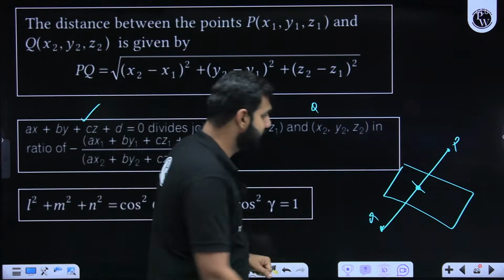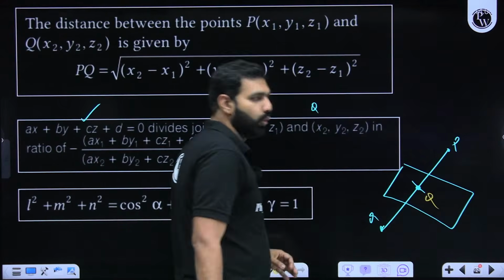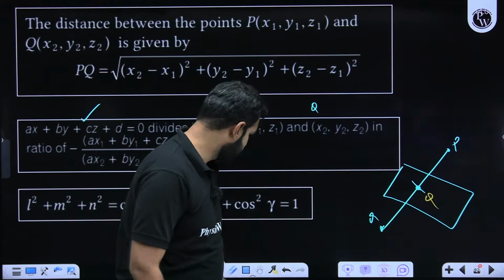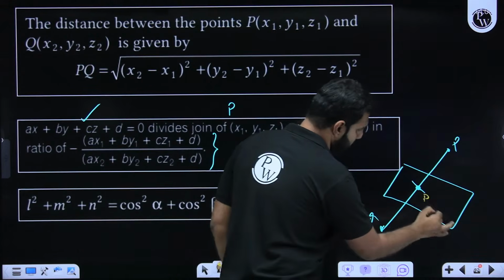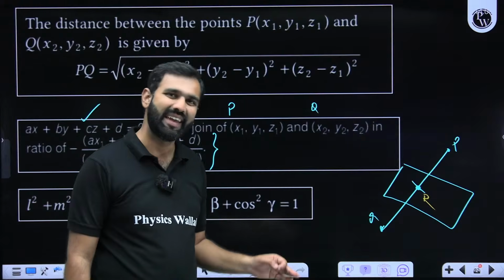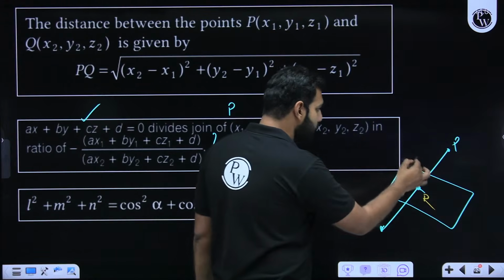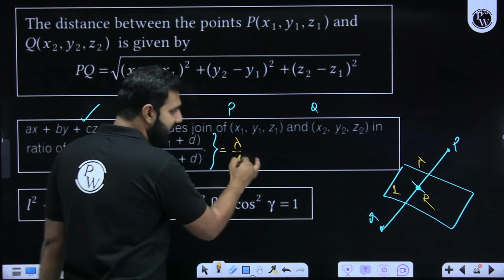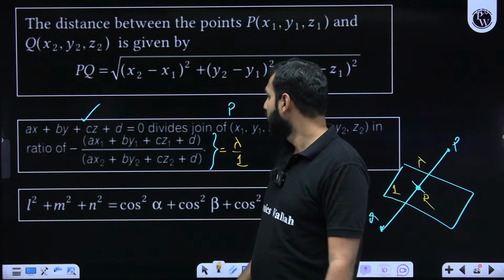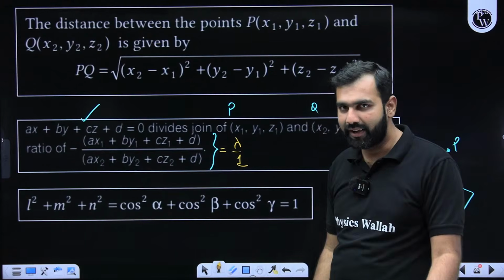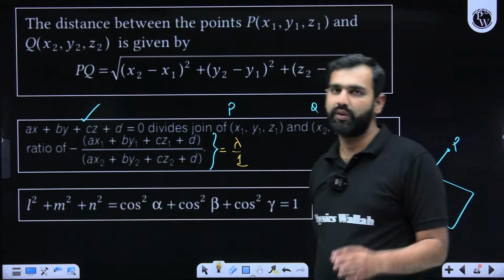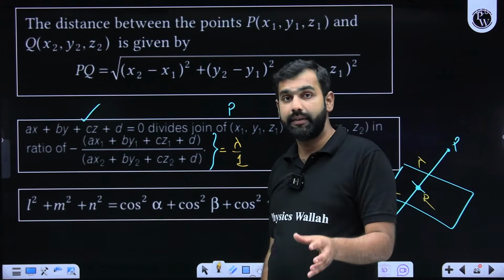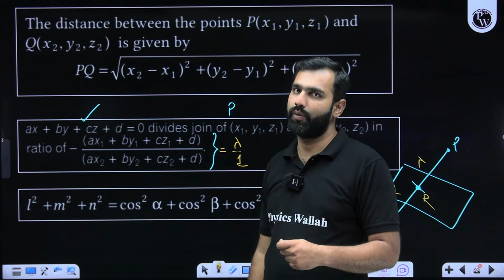Please understand. Let's say at this point, this line is intersecting this plane. So, sorry, this cannot be Q. Let's take it as R. So PR is to RQ can easily be given by, let's say, lambda is to 1, and that lambda is to 1 is nothing but this ratio, which is the negative of the power of the point P with respect to the plane divided by the power of the point Q with respect to the plane. The same formula we'll be using in the chapter straight lines as well.